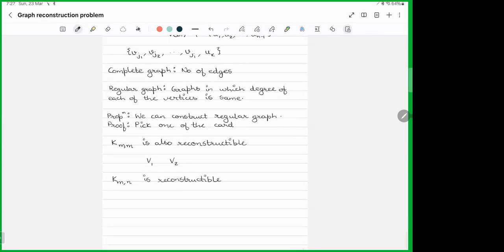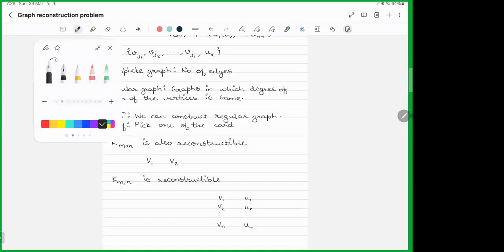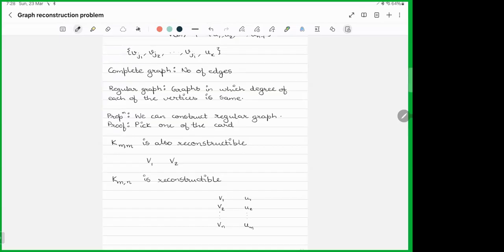How will we know it's a complete bipartite graph to begin with? Does anyone have any opinion on that? See, if I have vertices V1, V2, ..., Vn and U1, U2, ..., Um, and I'm not taking small vertex cases, so we are taking a graph on at least three vertices. Suppose V1 was not connected to U1.